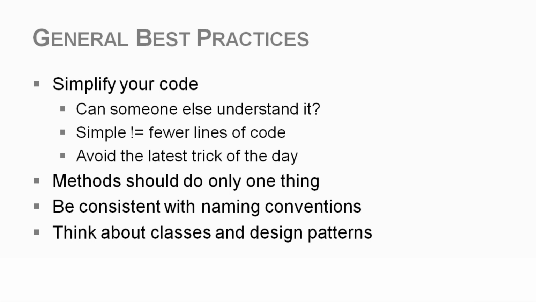Methods should only do one thing. This should be somewhat obvious in object-oriented programming, or really any programming. But you don't want to have really long methods that do a whole lot of things. And we talked about a pattern that addresses that as well. You also should be consistent with your naming conventions. We've had a lesson about naming conventions, so I won't beat that dead horse anymore.